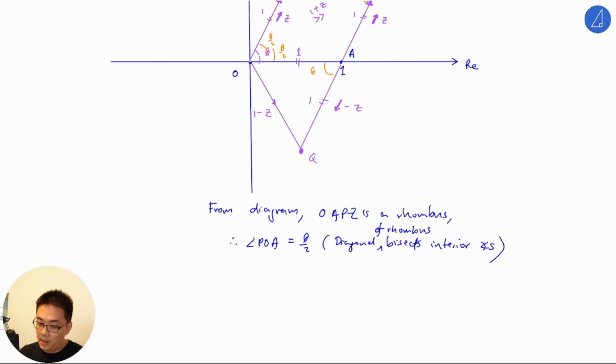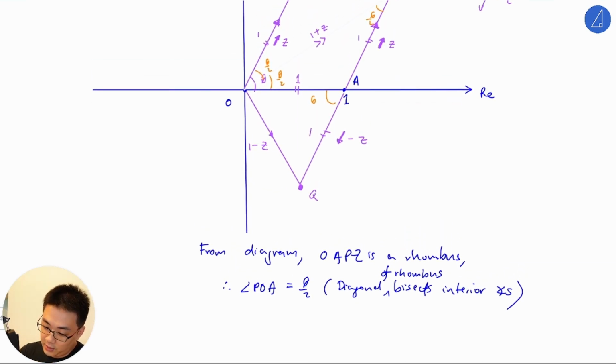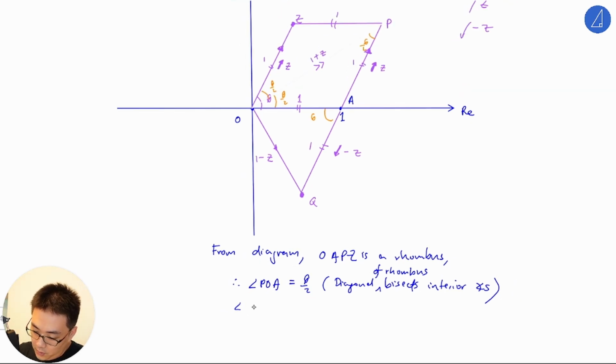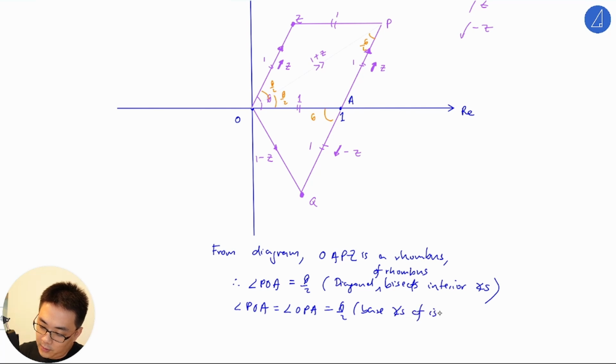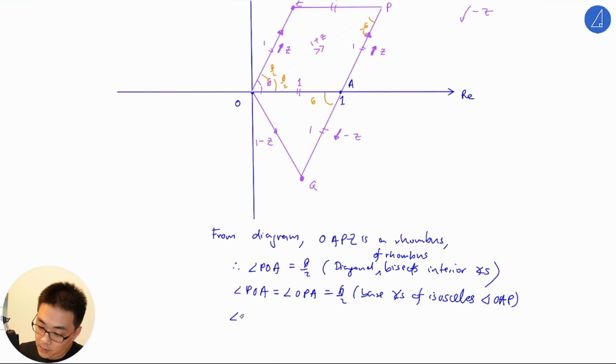Then POA. So what you can do next is essentially angle POA equals angle OPA, which is theta over 2, base angle of isosceles triangle OAP. Then we can use OAQ is theta over 2 plus theta over 2, exterior angle of triangle OAP.